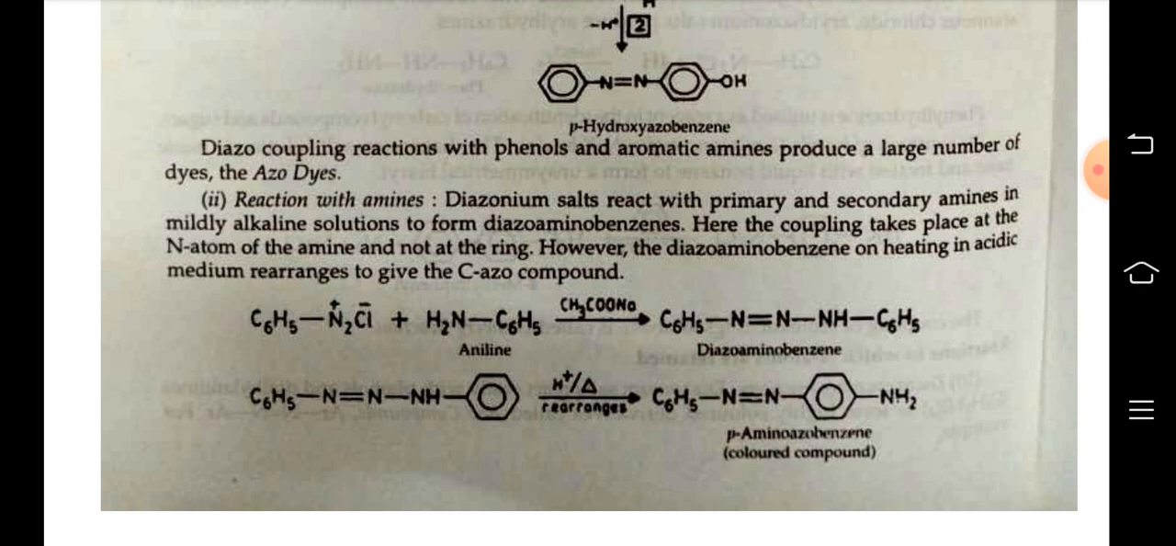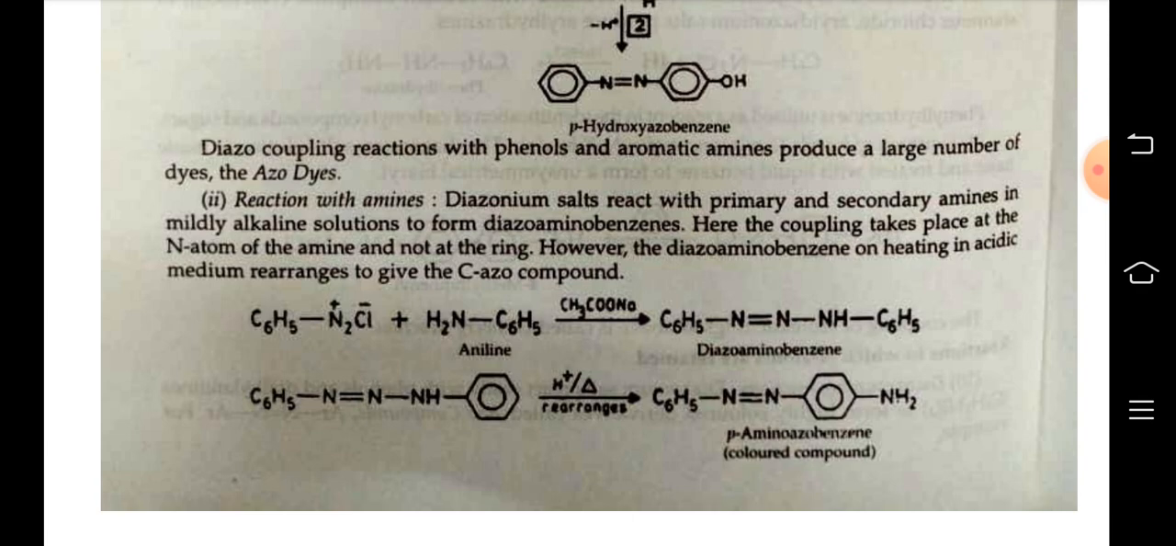Second is reaction with amines. Diazonium salts react with primary and secondary amines in mildly alkaline solution to form diazoaminobenzenes. Here the coupling takes place at the N atom of the amine and not at the ring. However, diazoaminobenzene on heating in acidic medium rearranges to give the C-azo compound.